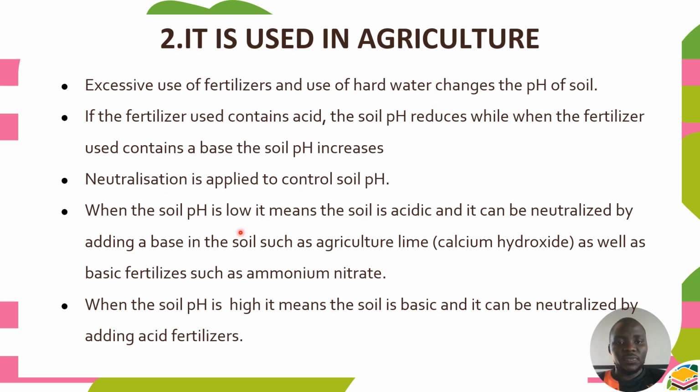When the soil pH is low, it means the soil is acidic, and it can be neutralized by adding a base to the soil such as agricultural lime, which is calcium hydroxide, as well as basic fertilizers such as ammonium nitrate. When the soil pH is high, it means the soil is basic and it can be neutralized by adding acidic fertilizers.